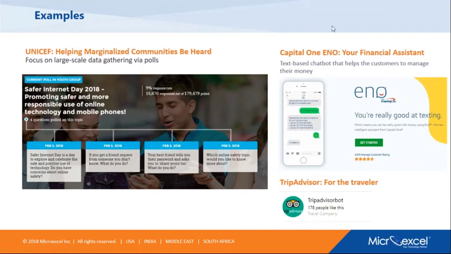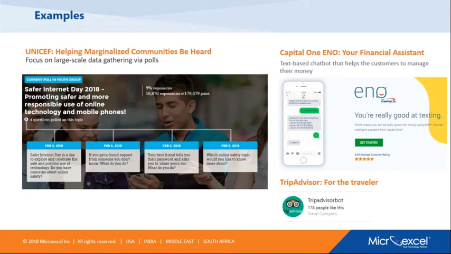There's one example from UNICEF. They use U-Report bot, which basically helps people living in developing nations speak out about the urgent needs in their communities. They do a lot of large scale data gathering through polls and then use that feedback as the basis for potential policy recommendations. That information helps them do some analysis and provide feedback and information.